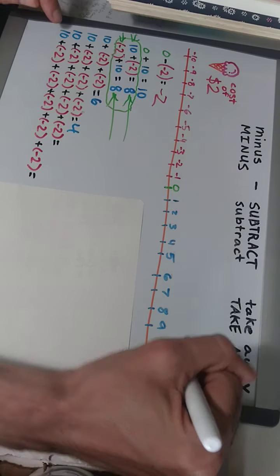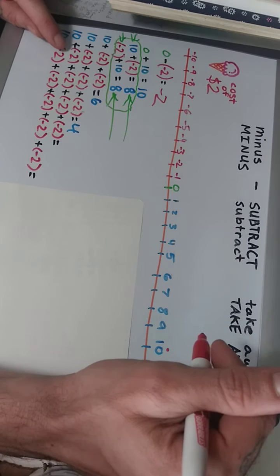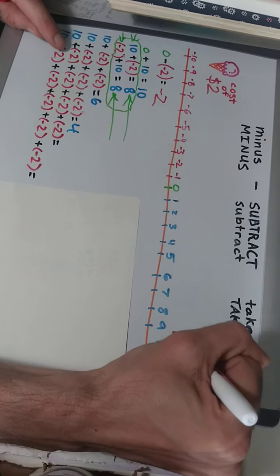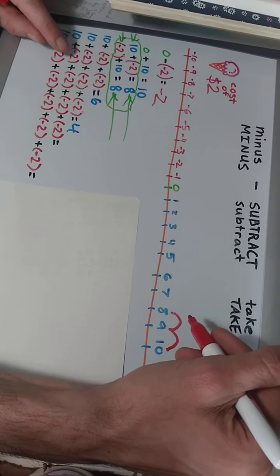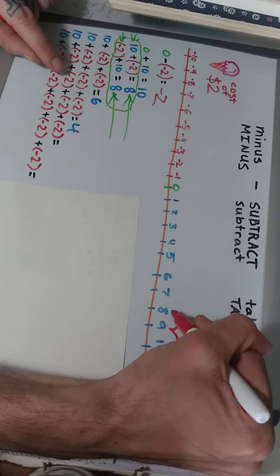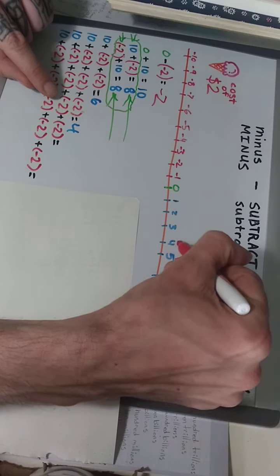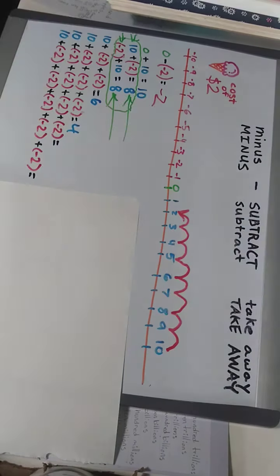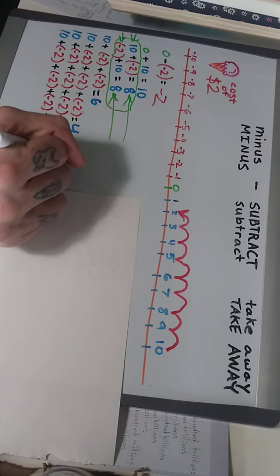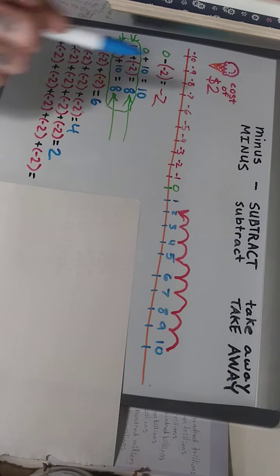10 plus negative 2. 1, 2. So that's 1. 10 plus negative 2 plus negative 2, 1, 2. Plus negative 2, 1, 2. Plus negative 2, 1, 2. So that leaves us with positive 2. And we know we have money for one more ice cream. We still have $2 left.